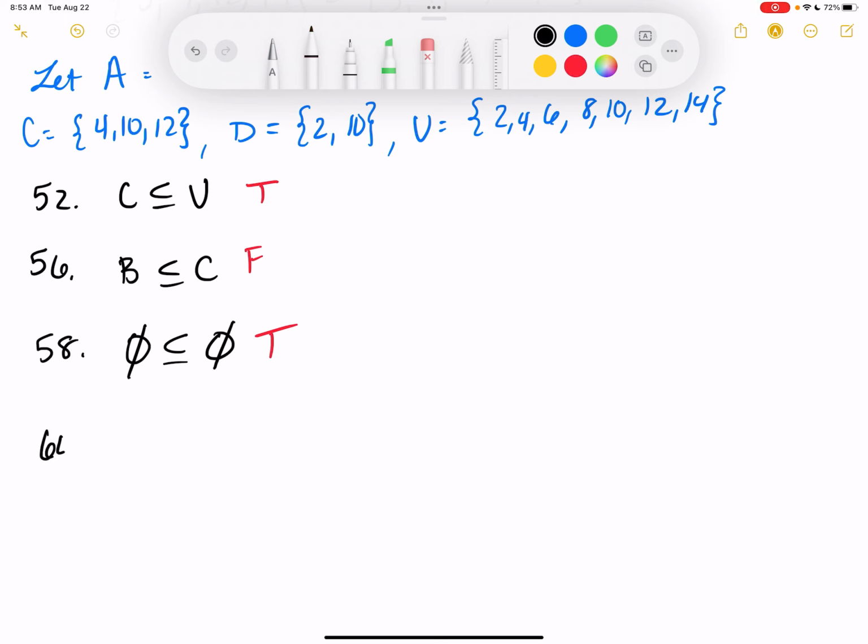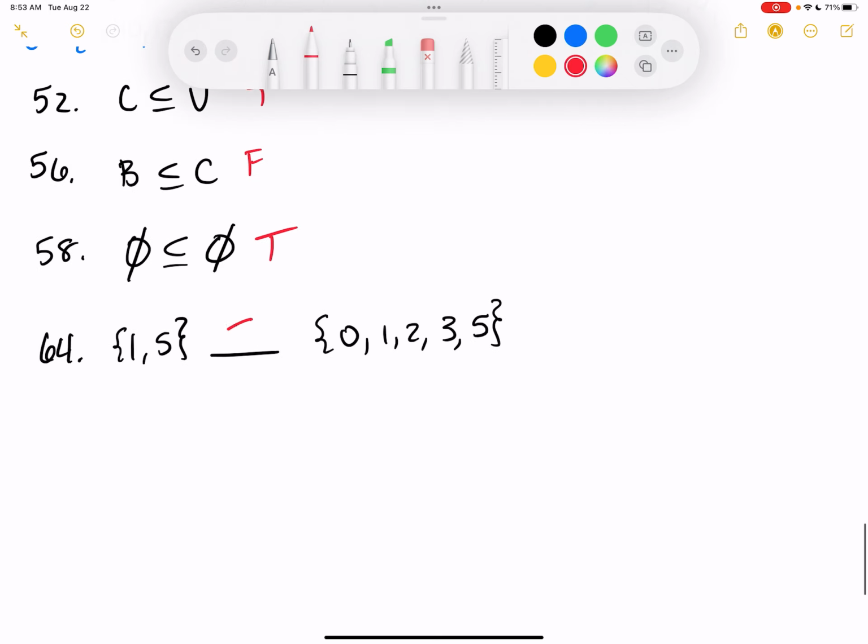So 64, the set 1, 5, blank, the set 0, 1, 2, 3, 5. So is the set 1, 5 a subset of the set 0, 1, 2, 3, 5? Yes, it is. So we put our little subset symbol in there.